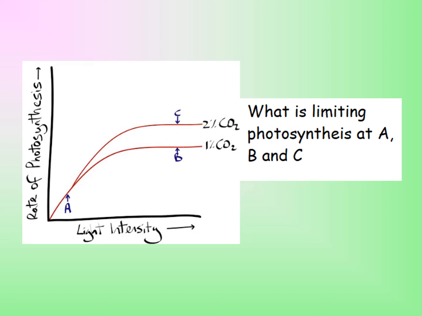Now, if we look at C, again, we don't have a level above, but it's not light intensity. So I'd be thinking, what else do I know that holds photosynthesis back? So it could be more CO2 concentration if we went higher than 2%, or it could be temperature.